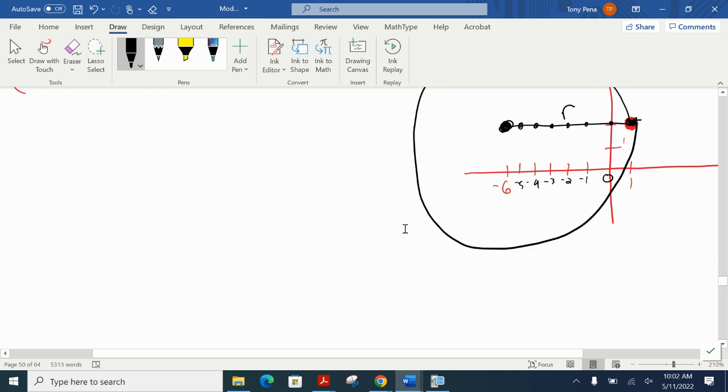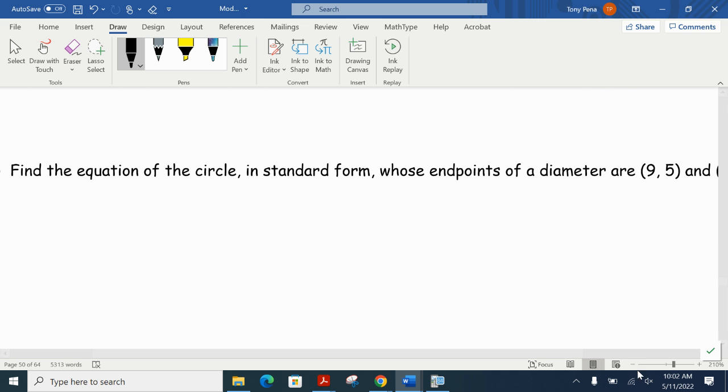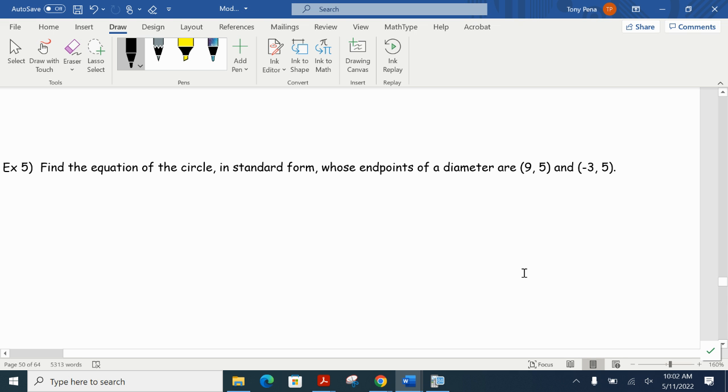And then the last one. Similar in the sense that I want you to write the equation of a circle in standard form. This one I don't give you the center though, so we can't jump right to that. But I am telling you I give you the endpoints of your diameter.